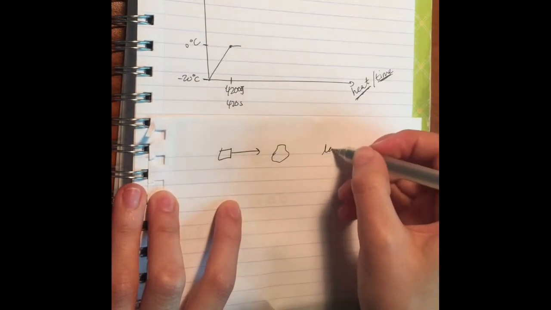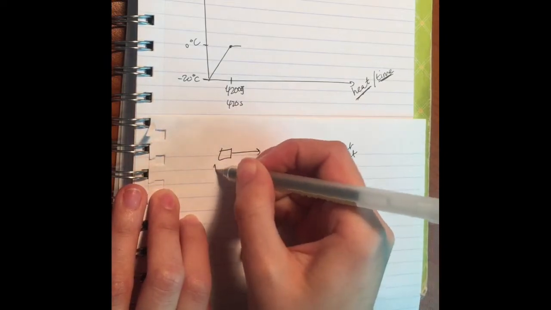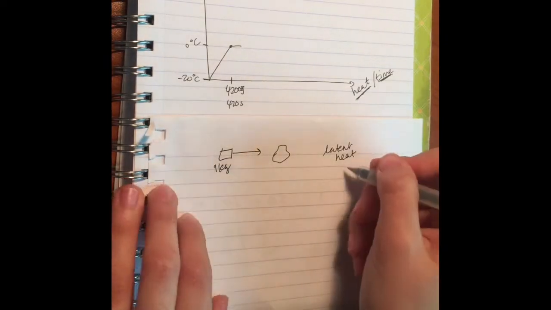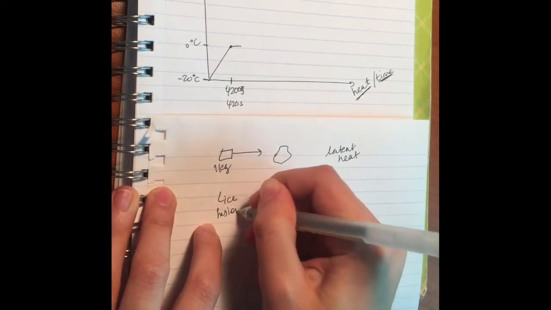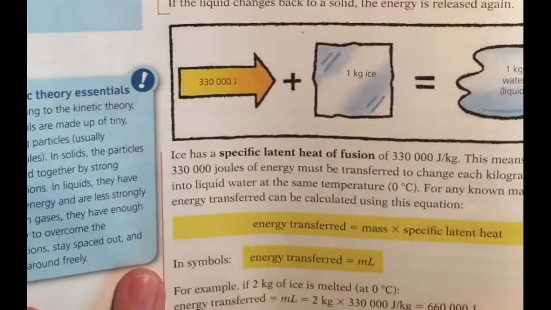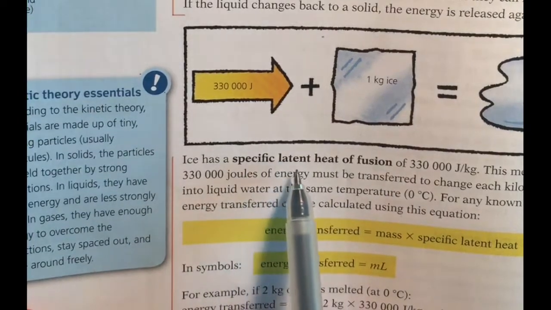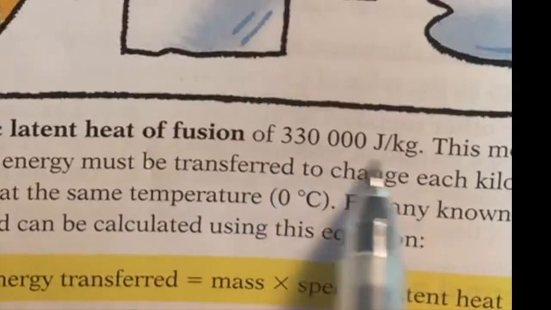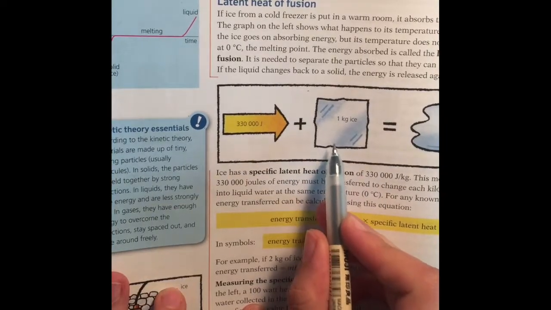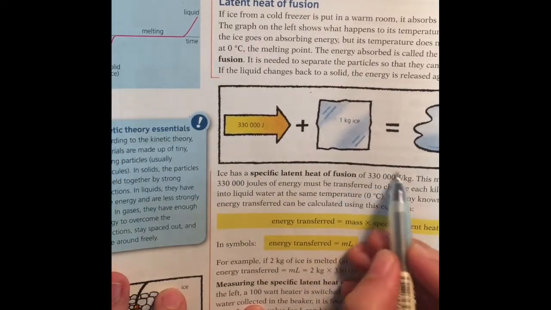Now we want to talk about latent heat. So you have 1 kilogram of ice. You need to know what is L of fusion, the latent heat of fusion. Again, if you look at the books, ice has a specific latent heat of fusion of 330,000 joules per kilogram. So each kilogram of ice, in order to melt it, you need this many joules.